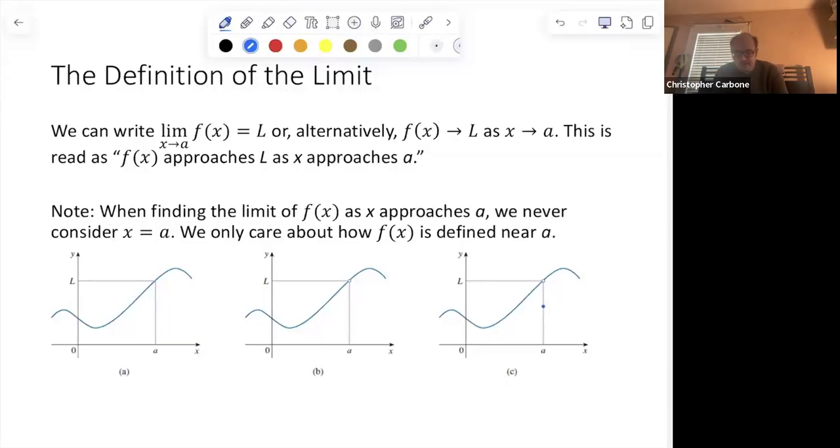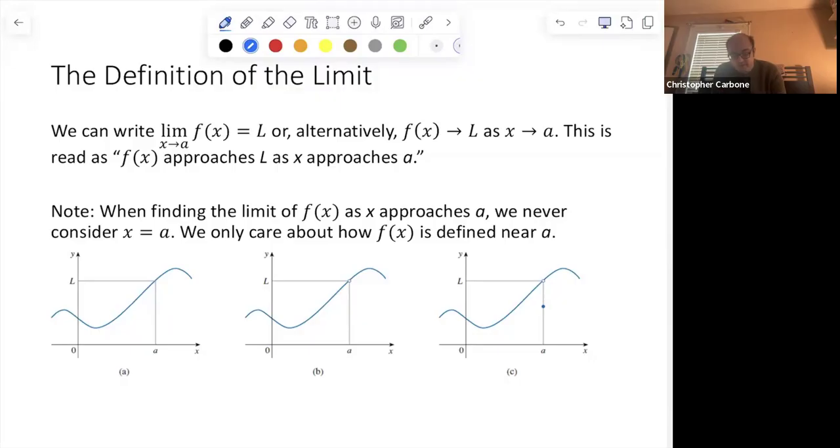So when finding the limit of f of x as x approaches a, we never actually considered the point of x being equal to a. I know that definitely sounds a little strange to hear, but that is indeed the case. We never consider when that value of x is equal to a, only when it's defined near a, that neighborhood around the value of a.